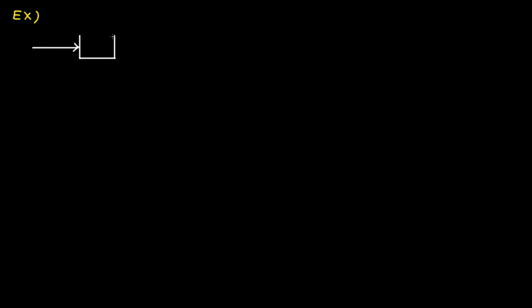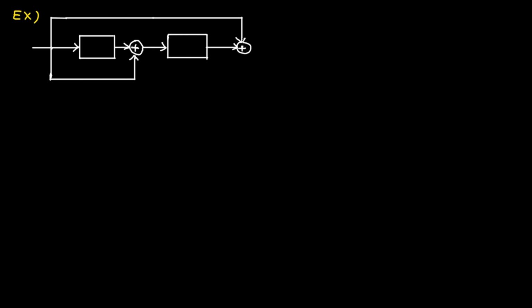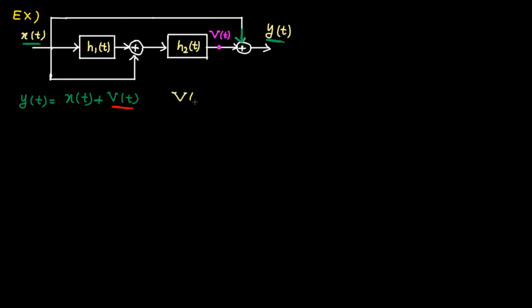Let's solve one more example. This structure is given with the LTI systems, and the question is, what is the impulse response for the whole system? Again, the same story. Start from the output. Let's call this signal v(t). y(t) is the summation of two branches. From the top one, we get x(t) plus v(t) from the bottom branch. Now, what is v(t)? Let's call this guy z(t). v(t) is basically z(t) convolved by h2(t).